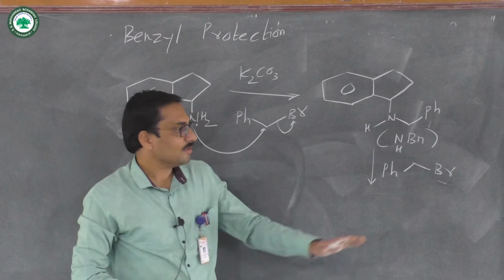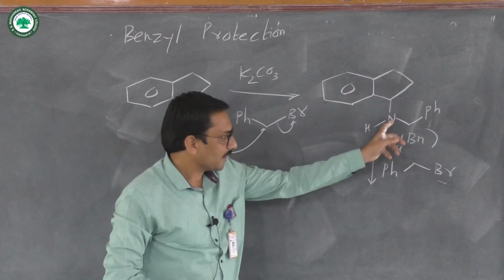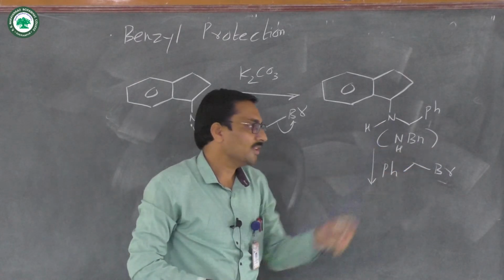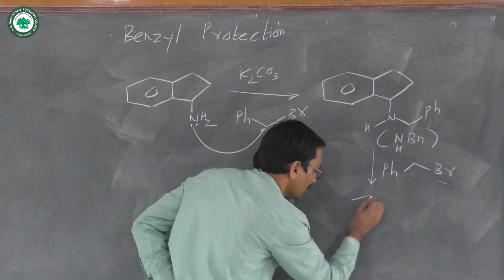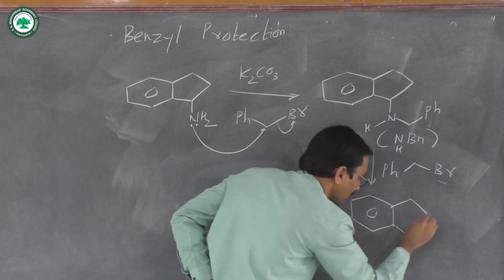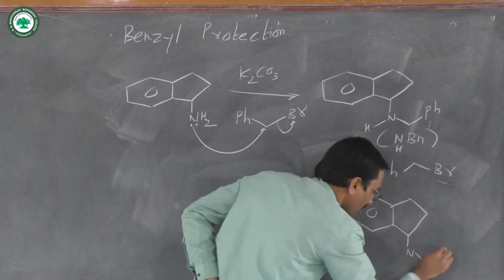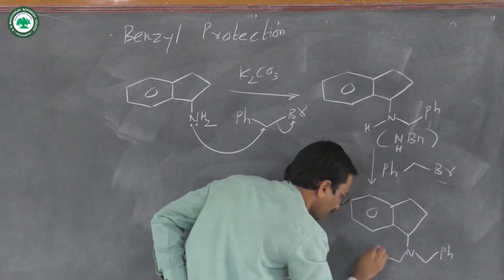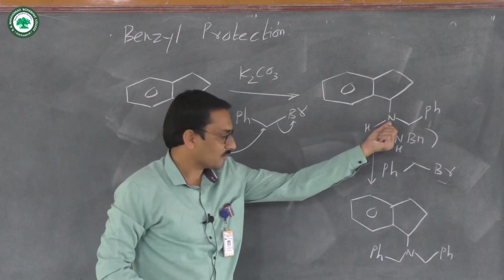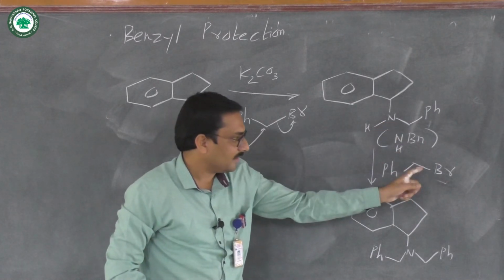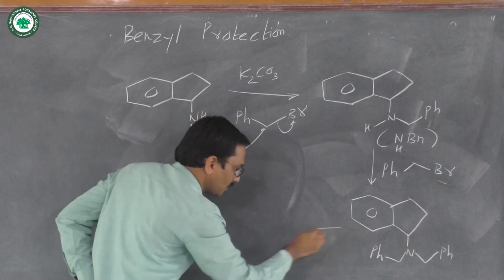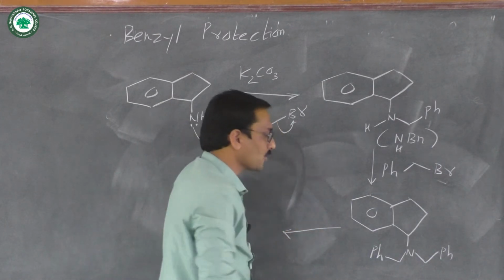If we use a second molecule of benzyl bromide, then that nitrogen again reacts at this particular position, and there is loss of Br minus. So we get this type of structure. Here the second hydrogen of this nitrogen is replaced by a CH2Ph group. Look at this particular structure, that is a benzyl protected amine.